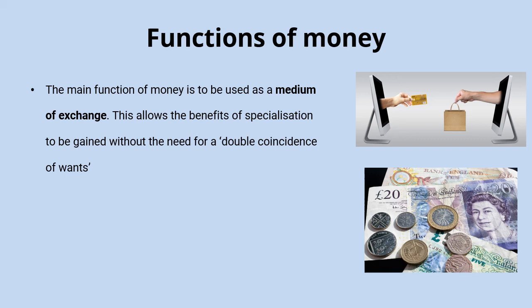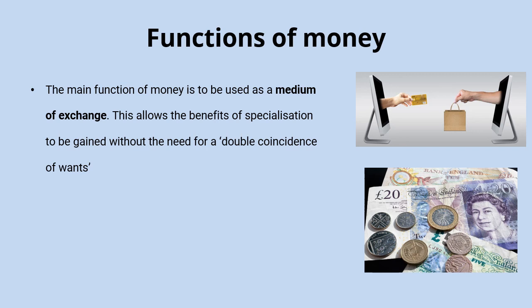And so that's where money comes in. And the key function of money is to function as a medium of exchange. And so that means that we use money to facilitate this process. So you can then buy and sell goods and services with your money, and then people can take that money and use it to buy other goods and services from different people at different times. And that really allows us to benefit from that process of specialisation.